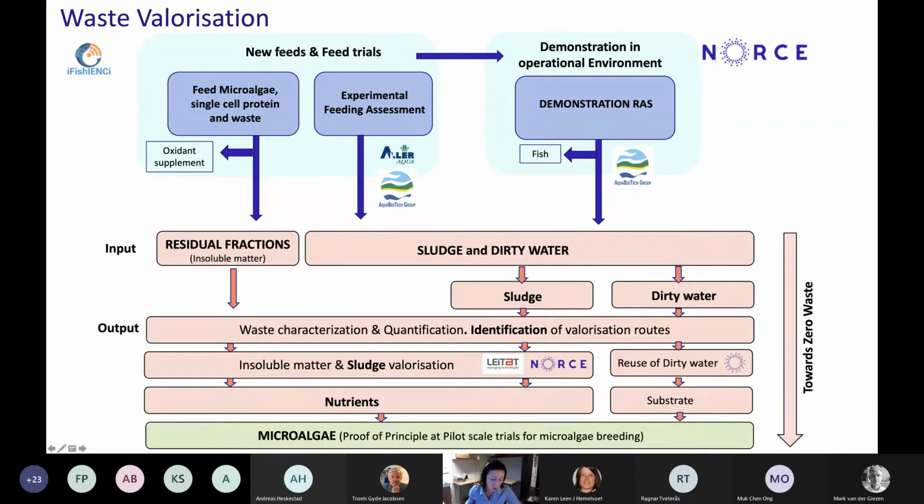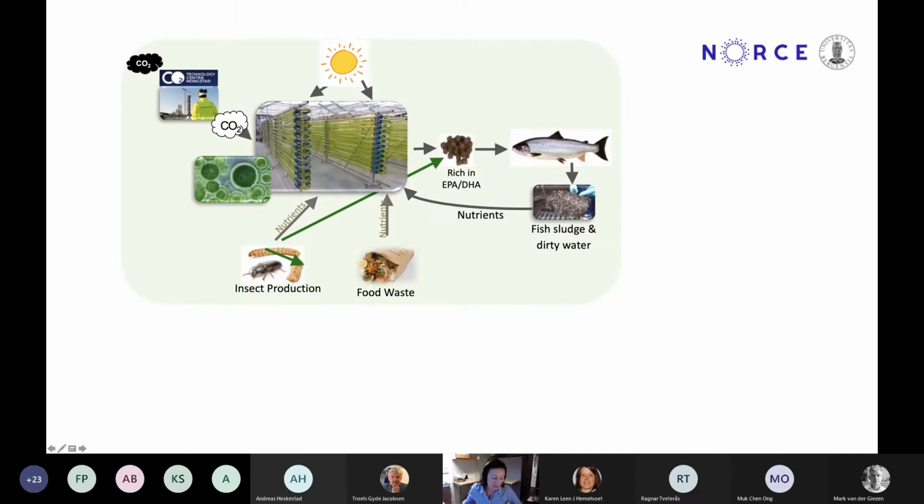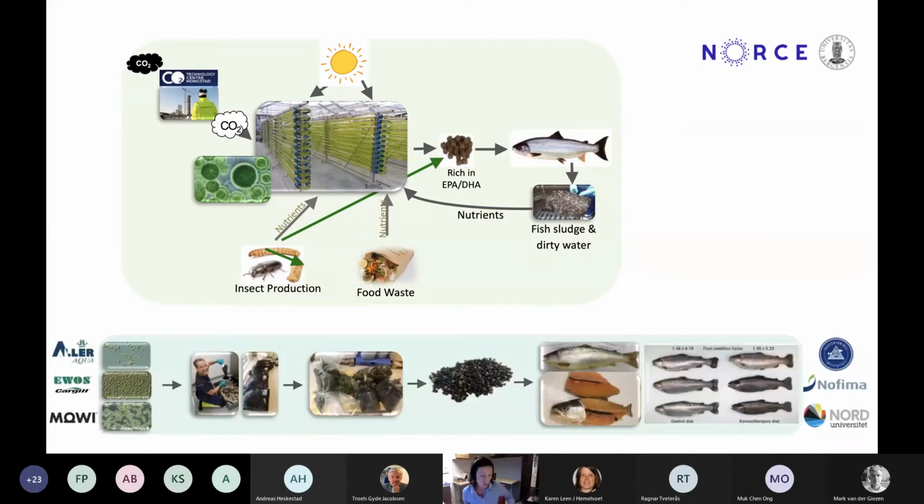Soluble matter and sludge valorization through nutrients, and reuse of dirty water through the substrate, contribute to algae growth, which then goes around like this towards zero waste. So it's a really cool concept. Then the principle, as an example here, that has been used for different inputs and tested in different projects is the use of algae, of course.